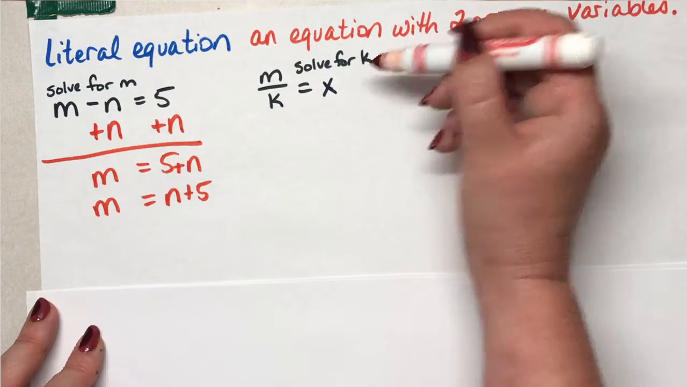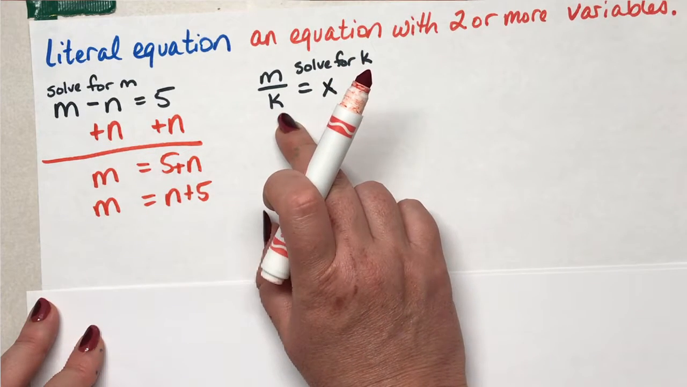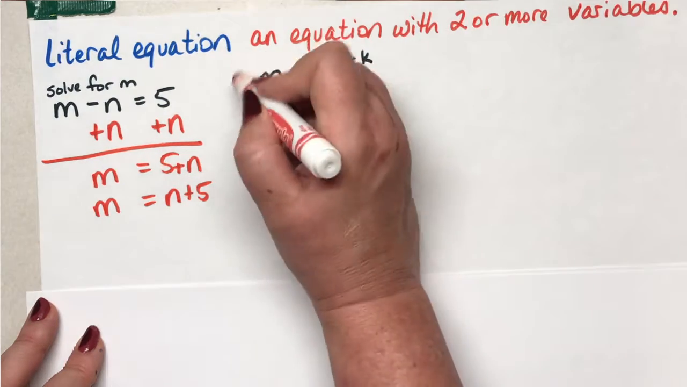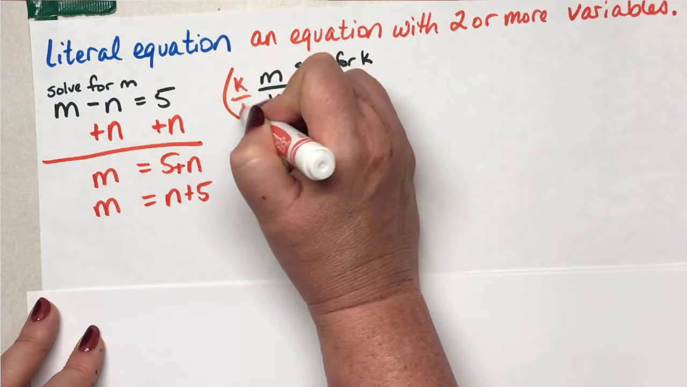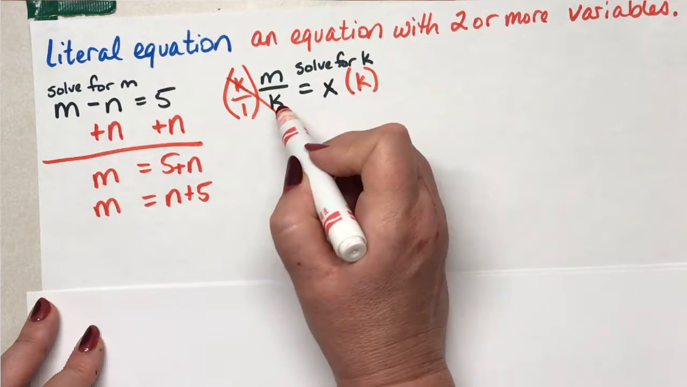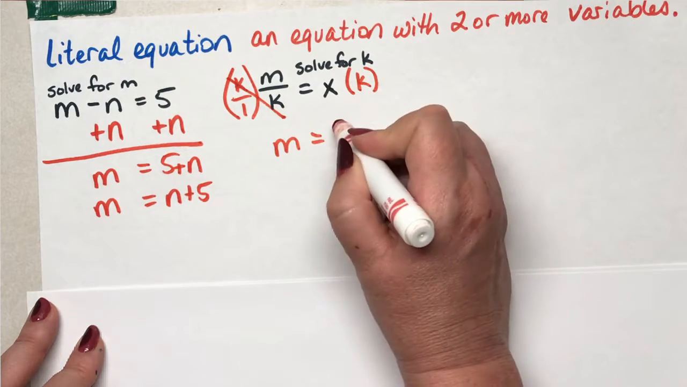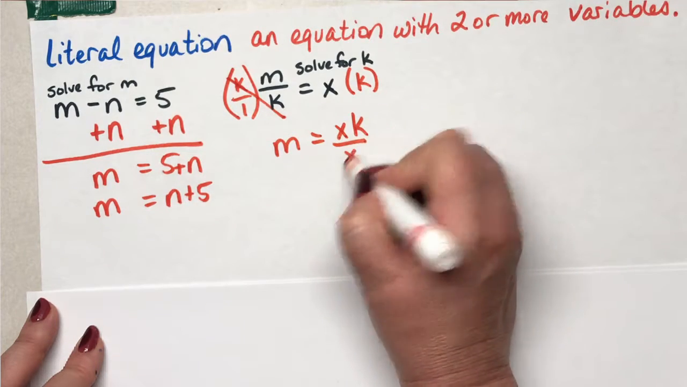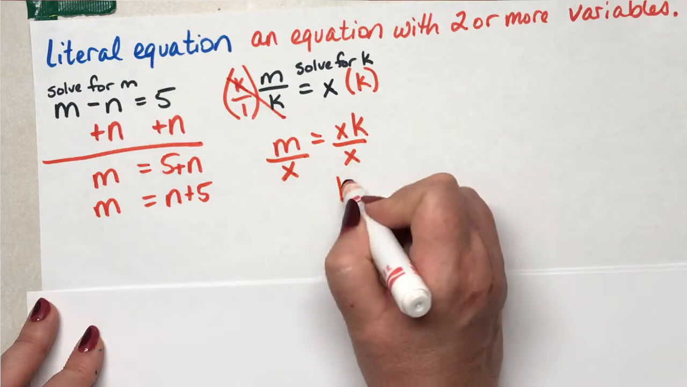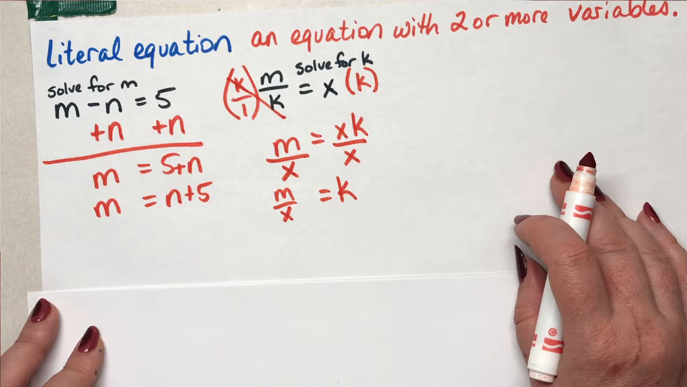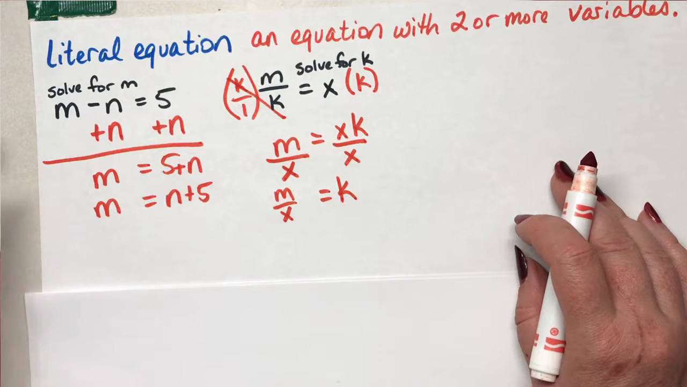Here we have to solve for k, and k is the one that we're dividing by, so that's a pain in the neck. This is going to be a 2-step problem. First, we're going to multiply each side by k to get rid of that denominator. So now we have m equals xk or kx, doesn't matter. And then we're going to divide by x to get k by itself. So give check it out number 3 a try and see how that goes for you. Push pause and come back.